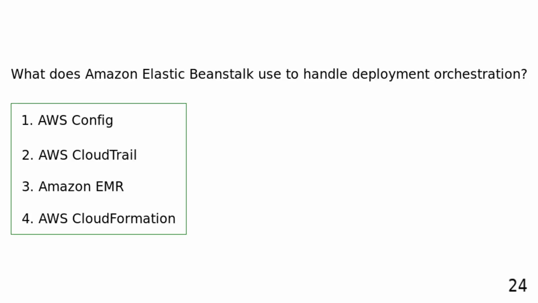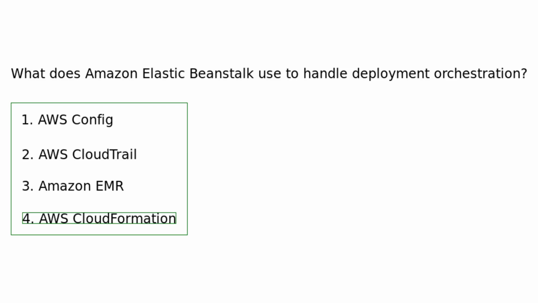What does Amazon Elastic Beanstalk use to handle deployment orchestration? AWS Config, AWS CloudTrail, Amazon EMR, AWS CloudFormation. Elastic Beanstalk uses AWS CloudFormation to handle deployment orchestration.